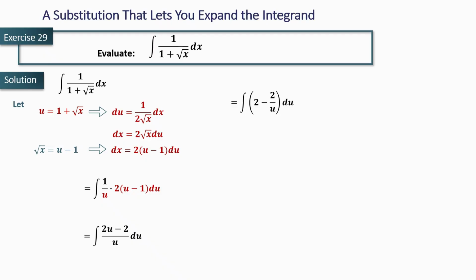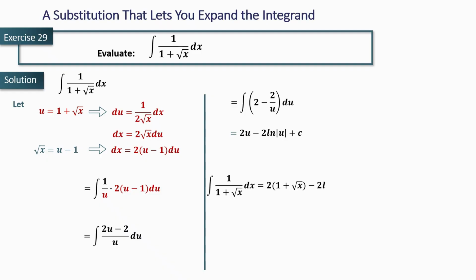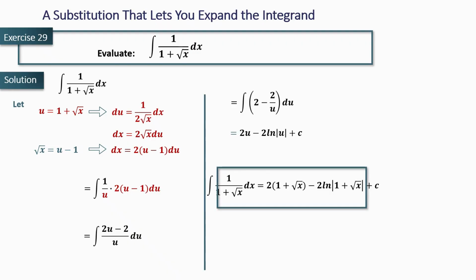Now let's simplify. You will get 2 minus 2 over u du. Let's integrate. You get 2u minus 2 ln absolute value of u plus c. Let's substitute for u, which is nothing but 1 plus root x. Here, if you want, you can avoid the absolute value, as root x is always greater than or equal to 0. But still, it's better to use the absolute value. So that's all.